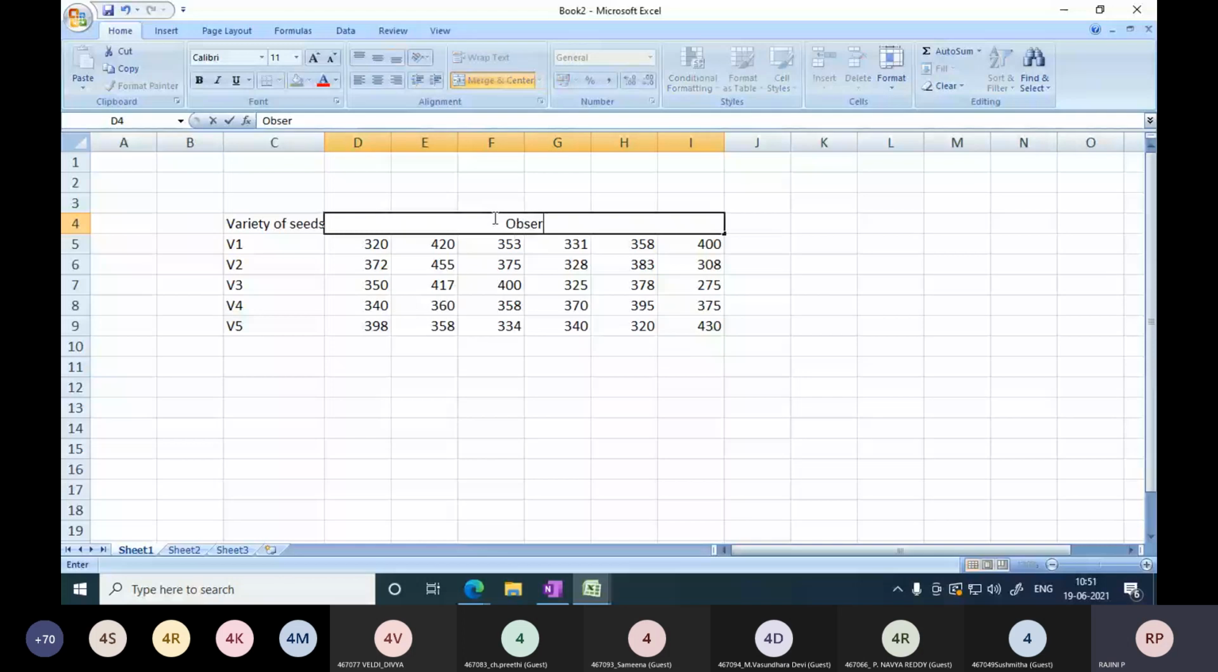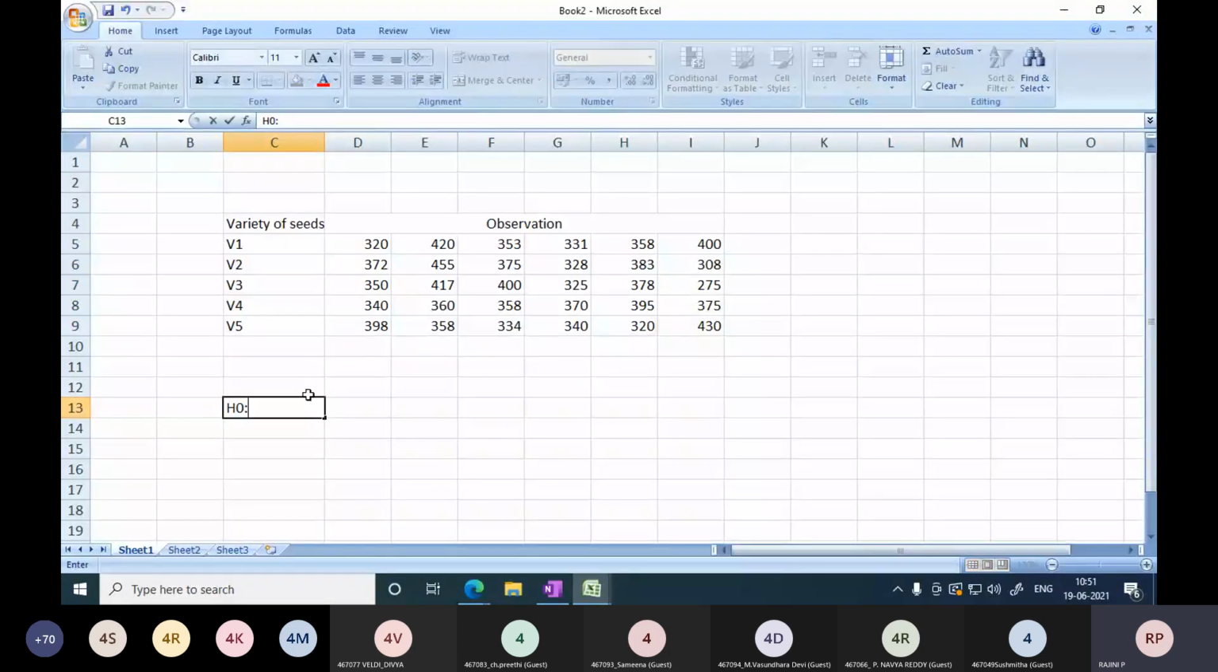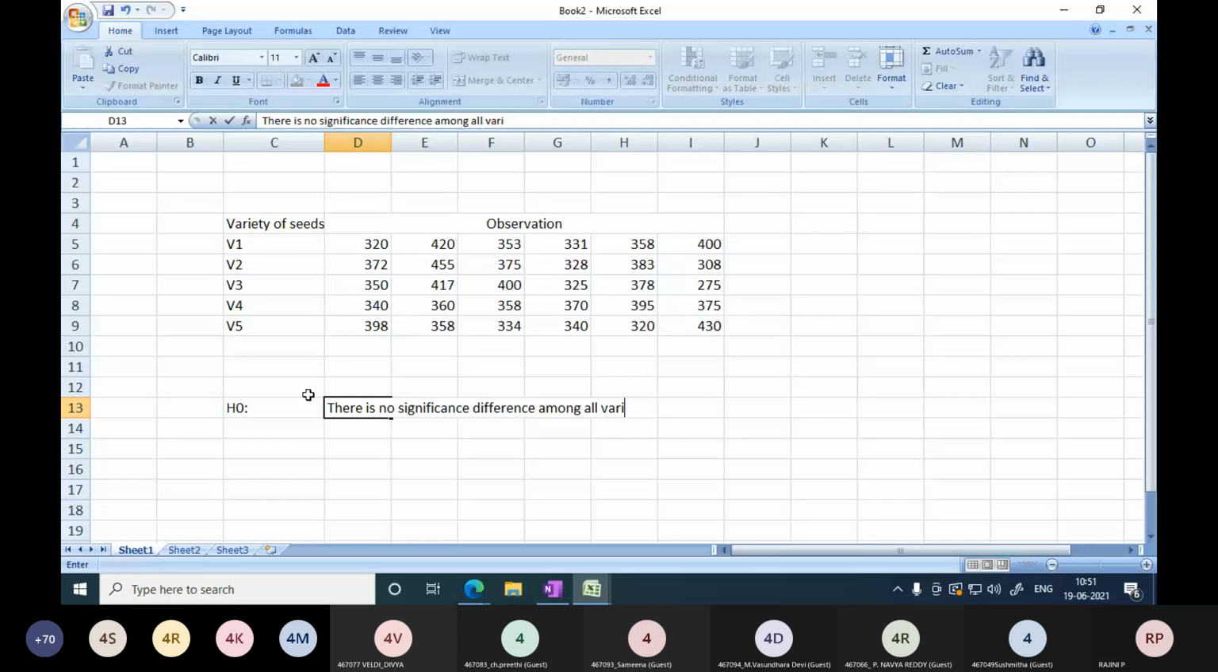Now for this one, we need to test whether all the varieties are equally effective or not. That means we need to test whether all the varieties of barley seeds are homogeneous or not. So write the first step, H naught. H naught is: there is no significant difference among all varieties of seeds of barley. Is it clear how to write the hypothesis? Already you know this one. Did you remember? Yes, ma'am.